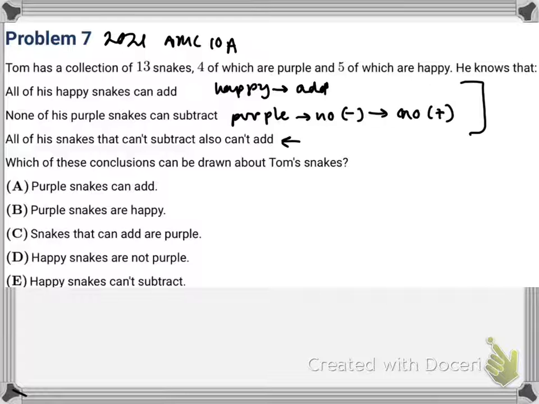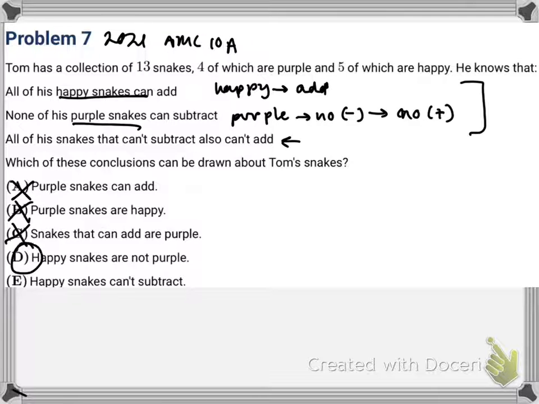Purple snakes can add. A is incorrect. B, purple snakes are happy. We don't know this for sure, and this is incorrect because happy snakes can add, but purple snakes cannot, so B is wrong. Snakes that can add are purple. Well, we don't know this either, considering the previous statement. Happy snakes are not purple. We do know this. Happy snakes cannot be purple because happy snakes can add and purple snakes cannot.